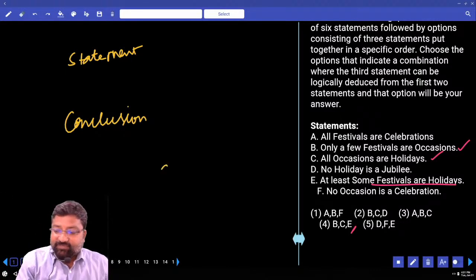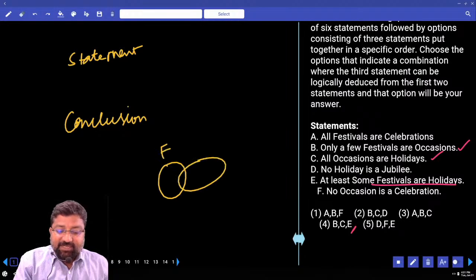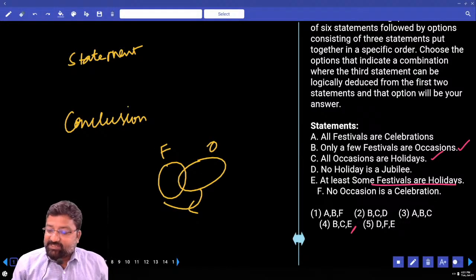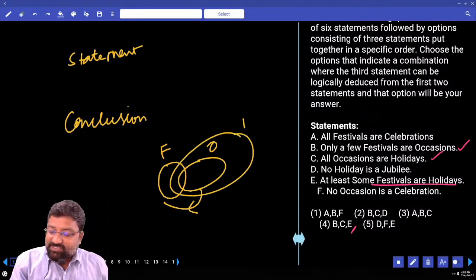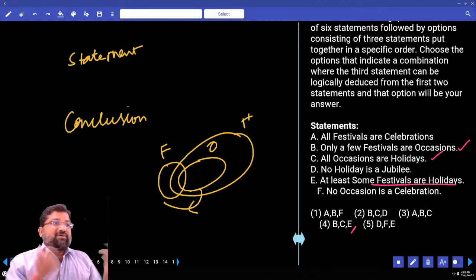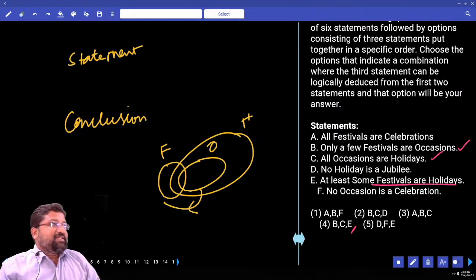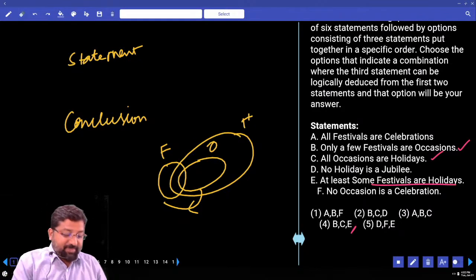Now tell me, only a few festivals are occasions. Only a few. Next entity, C. All occasions are holidays. What is the conclusion? Some festivals are holidays. Right or wrong? Right. Did I get my answer? Yes. Which option is the answer? Fourth option. Simple and easy.